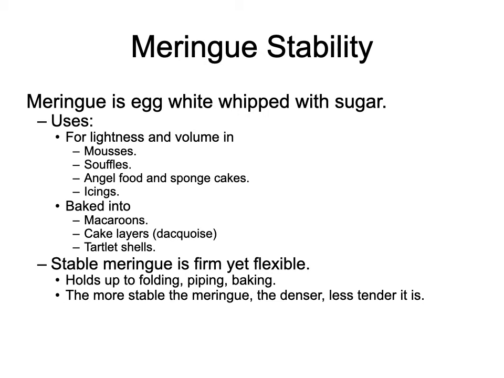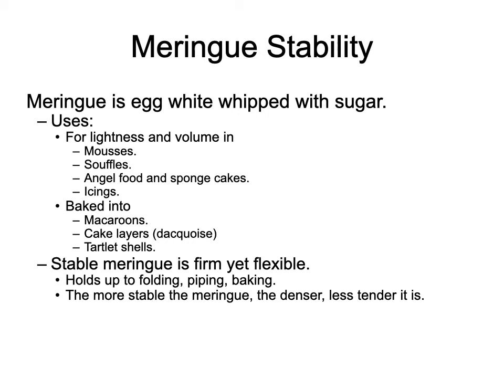And a meringue with sugar in it becomes much more flexible and much stronger. We use it for the air that's in it, so we'll fold in meringue into a mousse, for example. We'll fold it into souffle. Angel food cake is made primarily with meringue, and sponge cakes are too.